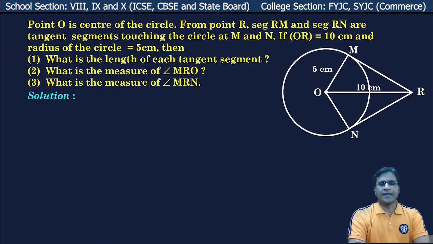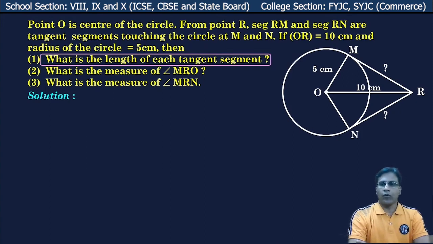Point O is the center of a circle. From point R, segments RM and RN are the tangent segments touching the circle at points M and N. If OR is equal to 10 centimeter and radius of the circle is 5 centimeter, then what is the length of each tangent segment? Now see, when they say length of each tangent segment, they are talking about RM and RN.